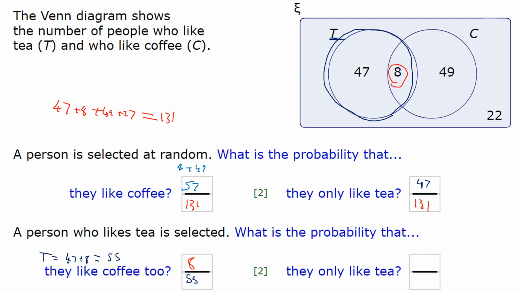And likewise, out of all the people who only like tea, very important, they only like tea, right? The probability that they only like tea out of the people who drink tea is going to be 47 out of 55. Because there's only 55 people to choose from, isn't there? And so hopefully that gives you an insight into the probability of A given B.